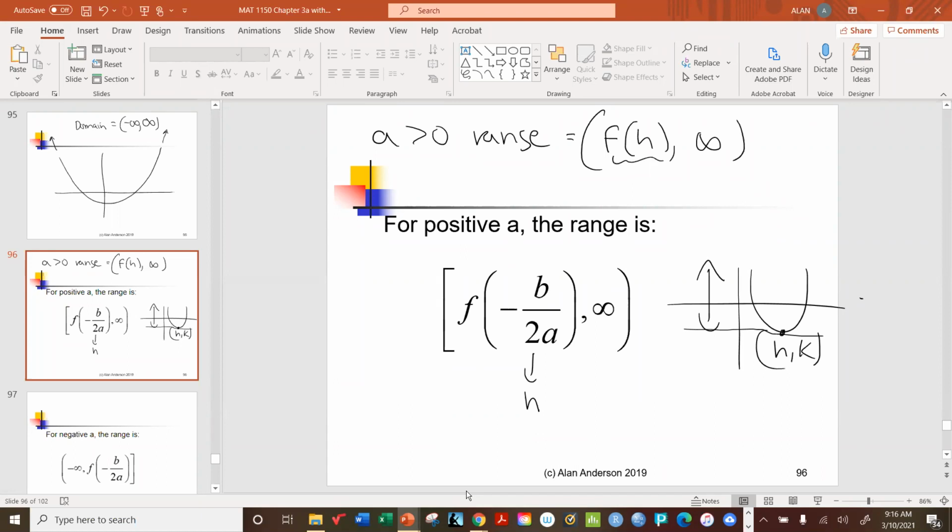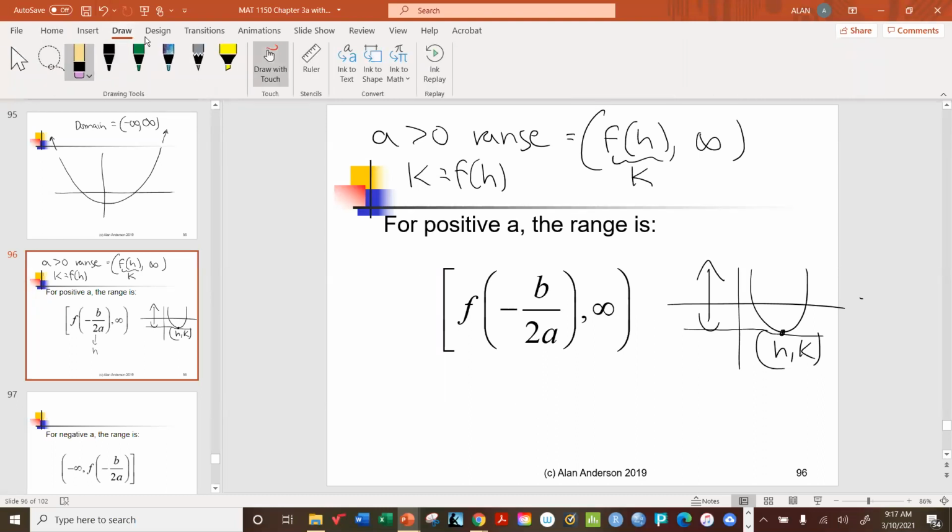Oh, and one more thing while we're at it, I just realized, why not just write it like this? This is just K. Because remember we said earlier, K is nothing but f of H. So this could actually be rewritten. F of H is K. So that actually might be an easier way to express it. And I think by doing it that way, it's easier to see why. Okay, K here is as low as it goes. So the range in this case is everything from K up to positive infinity. Man, this is pretty deep stuff, isn't it? Yes, it is. It's very deep.